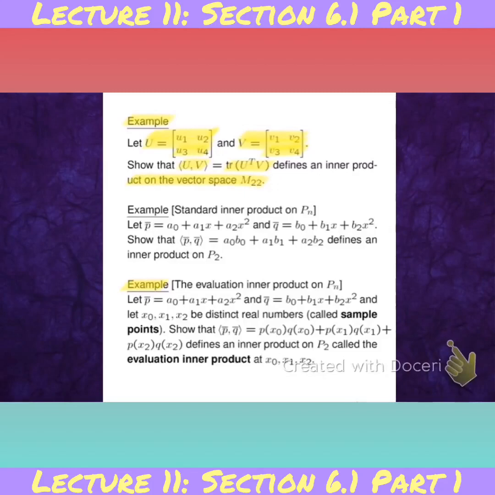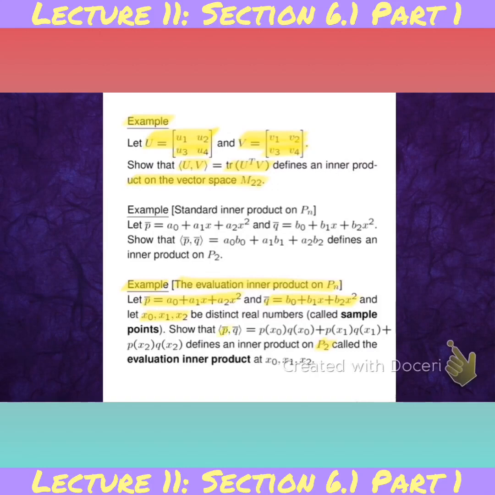Okay, next up we've got the evaluation inner product of Pn. Now remember Pn, how did we define Pn? It's all polynomials of degree at most n. So how this product is defined, remember the vector space Pn as well, is you take, if we look at P2 specifically as an example, how this product works is you take two polynomials, P and Q, and then you introduce real numbers x0, x1, and x2.